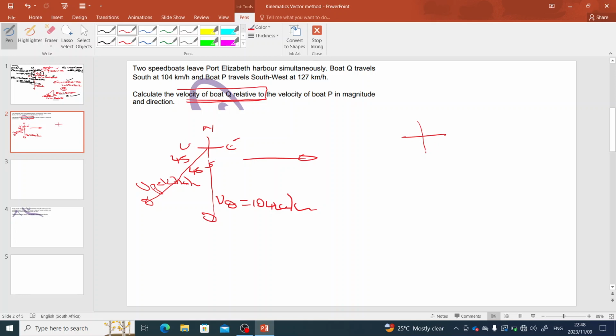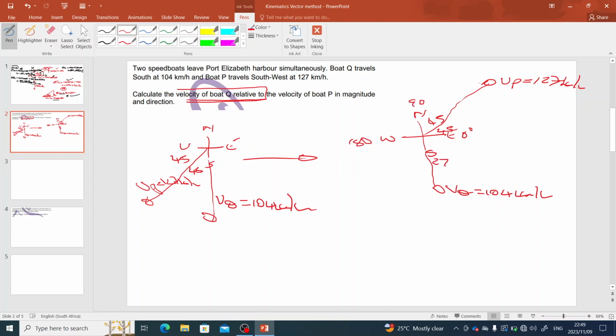Now, we know that VQ is heading south. We said that we will keep it in its position, 104 kilometers per hour. This is south, this is east, north, west. Then we will reverse VP. VP is now heading the opposite direction, at 127 kilometers per hour, at 45, 45. Now, we know that east is at 0, 90 is north, west 180, south 270, then the revolution is completed.